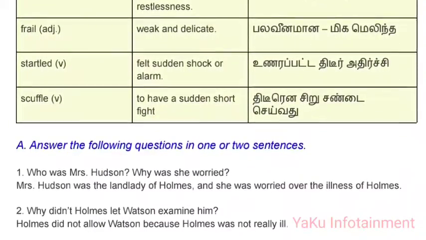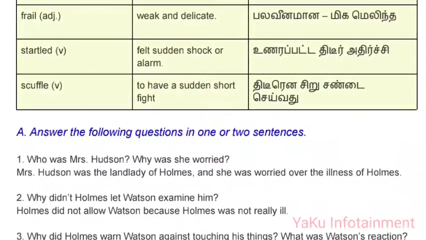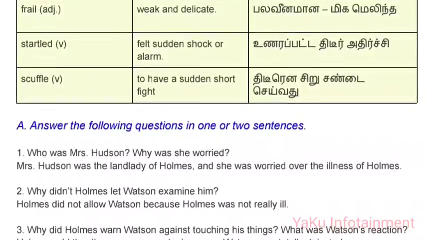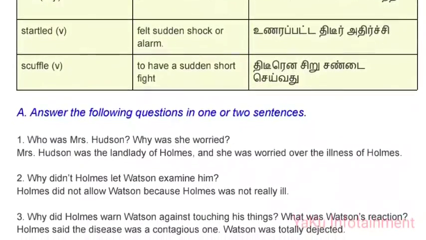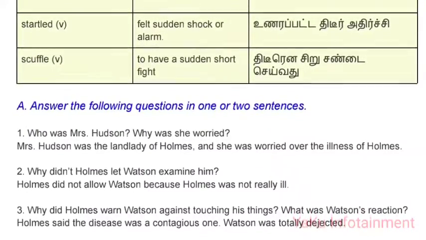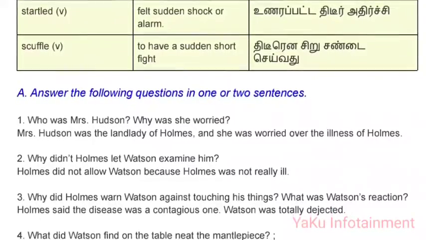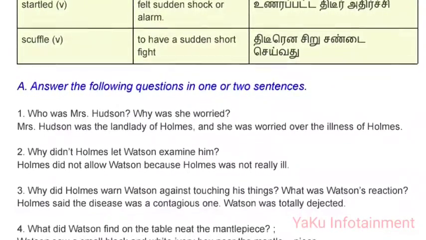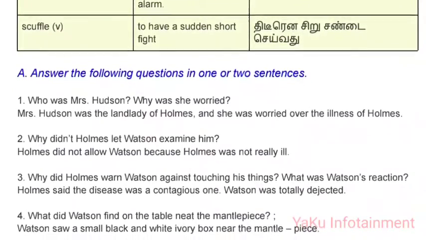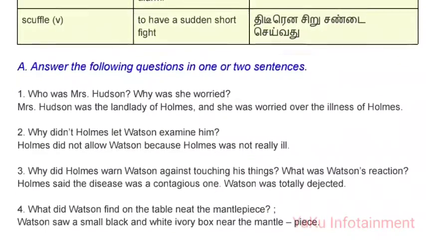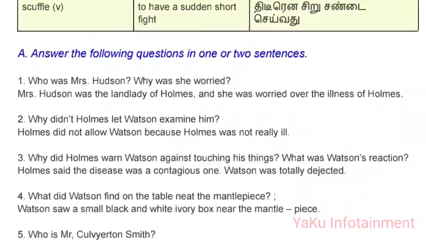A. Answer the following questions in 1 or 2 sentences. 1. Who was Mrs. Hudson? Why was she worried? Mrs. Hudson was the landlady of Holmes, and she was worried over the illness of Holmes. 2. Why didn't Holmes let Watson examine him? Holmes did not allow Watson because Holmes was not really ill. 3. Why did Holmes warn Watson against touching his things? What was Watson's reaction? Holmes said the disease was a contagious one.